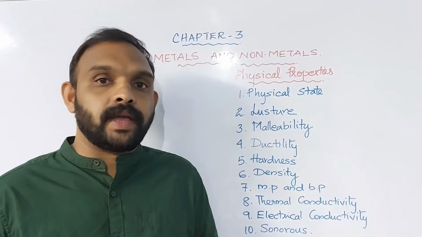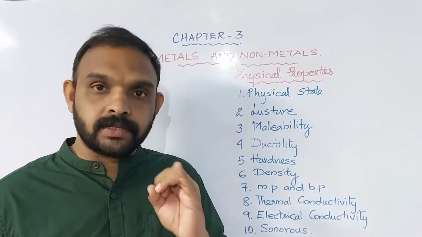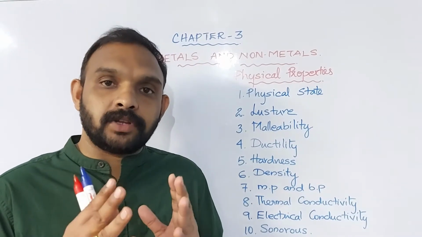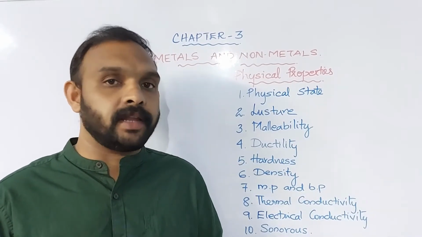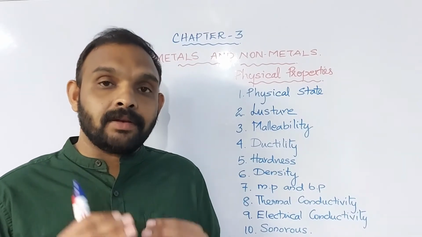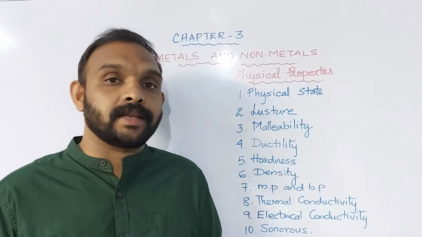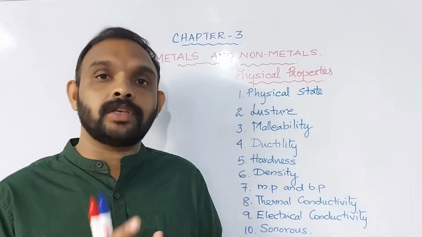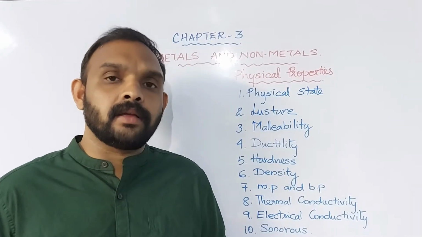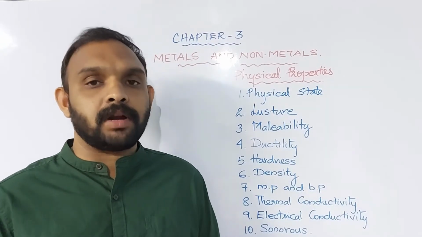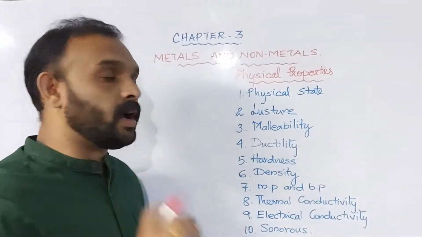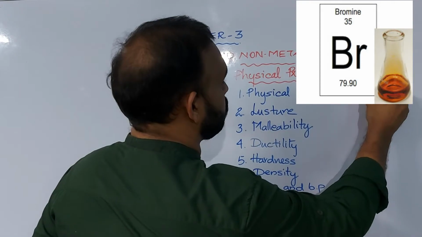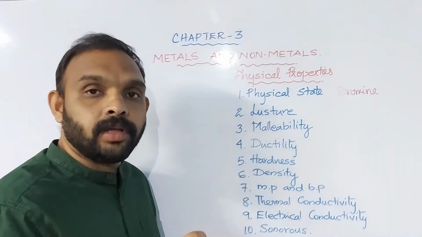We know that matter exists in 3 states: solids, liquids and gases. In the same way, non-metals also exist in all 3 states of matter. But almost all non-metals exist as gases. For example, nitrogen, oxygen, chlorine. These are all gases. But there are non-metals which are in solid state. Only one non-metal is liquid at room temperature, that is bromine.